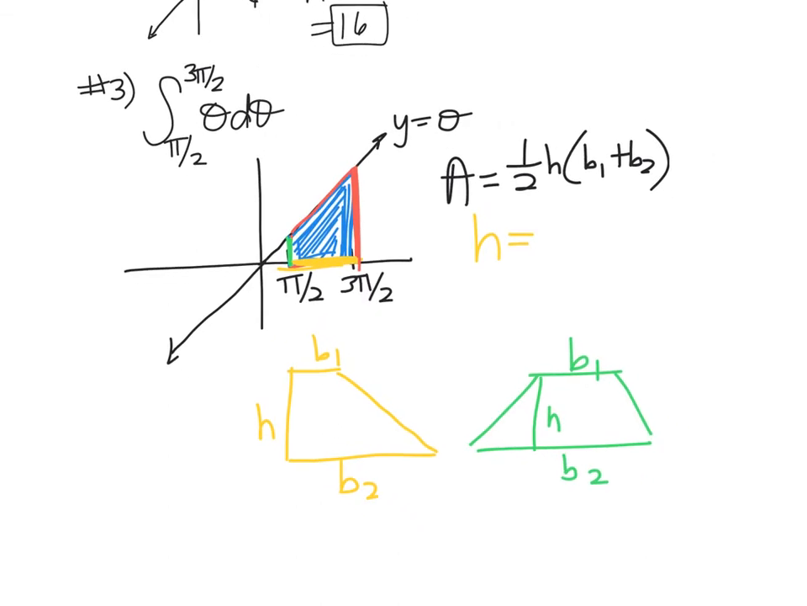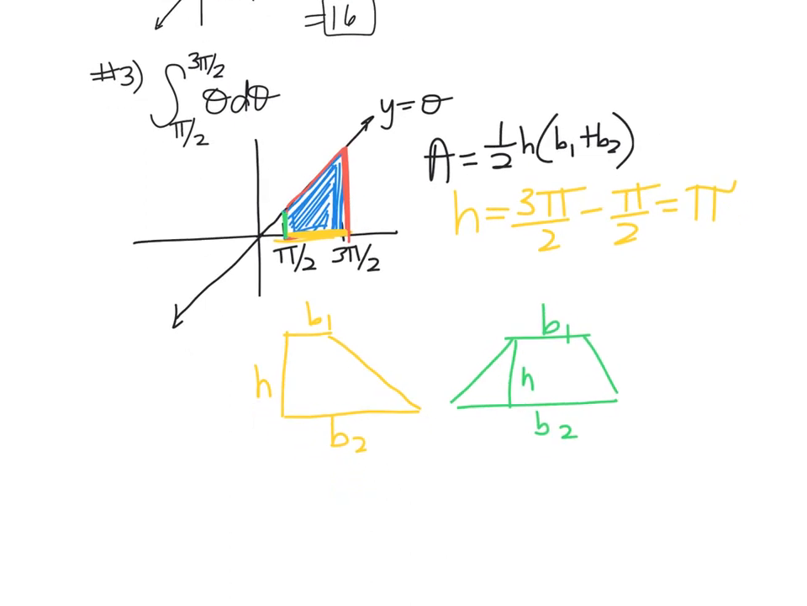Okay, so what is the height in this trapezoid? The height would be 3 pi over 2 minus pi over 2, which would be pi. Just pi. All right, base 1. Base 1, I'm going to say, is that little green one, f of pi over 2, which is just pi over 2.